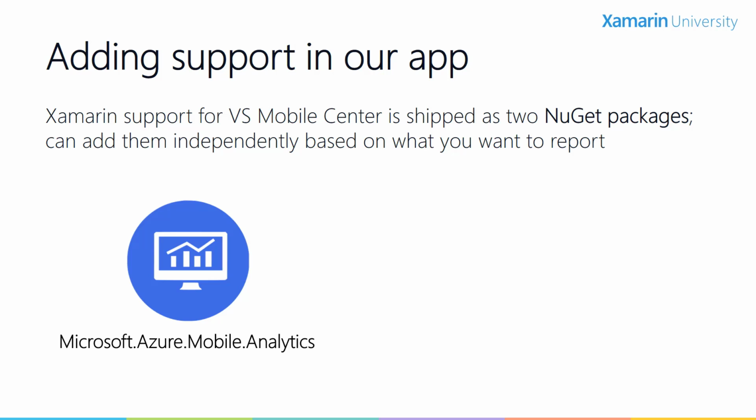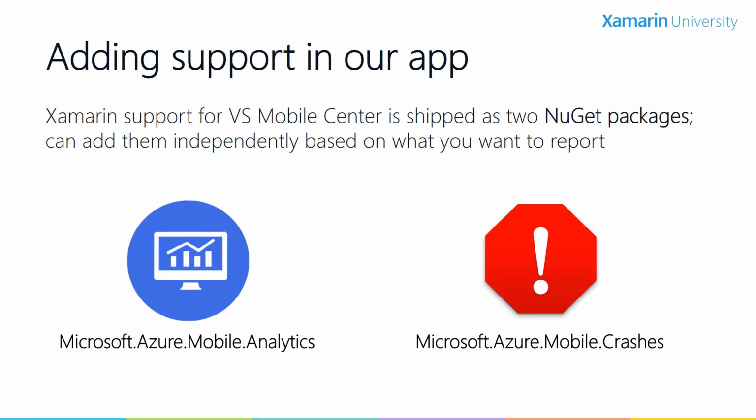microsoft.azure.mobile.analytics. That adds support to report events and stats from your application as it runs out in the world. The second is microsoft.azure.mobile.crashes. This adds the support to catch unhandled exceptions and report them up to Mobile Center so you know when your users encounter issues with your application. These both depend on a core package which will automatically be added when you include either of them. And you can choose to use either or both of them together depending on your reporting needs.